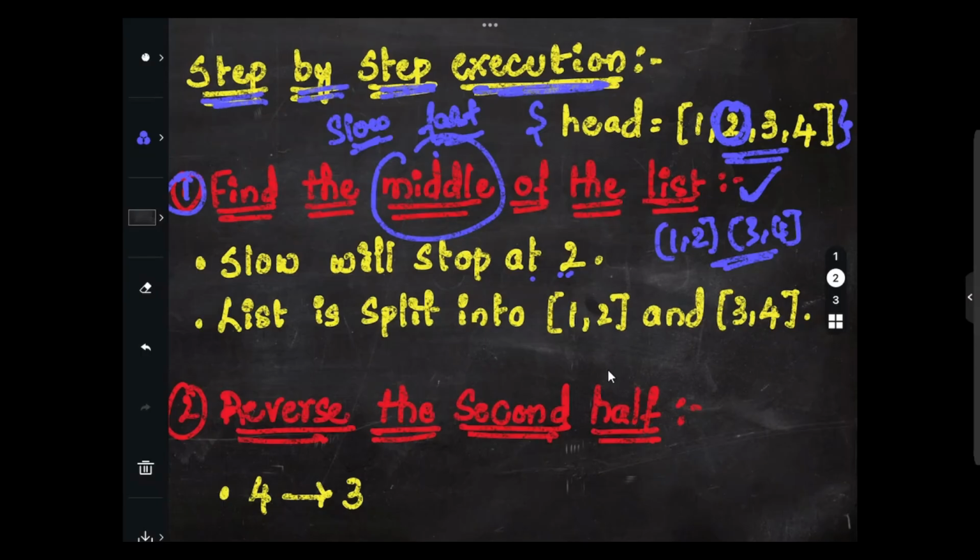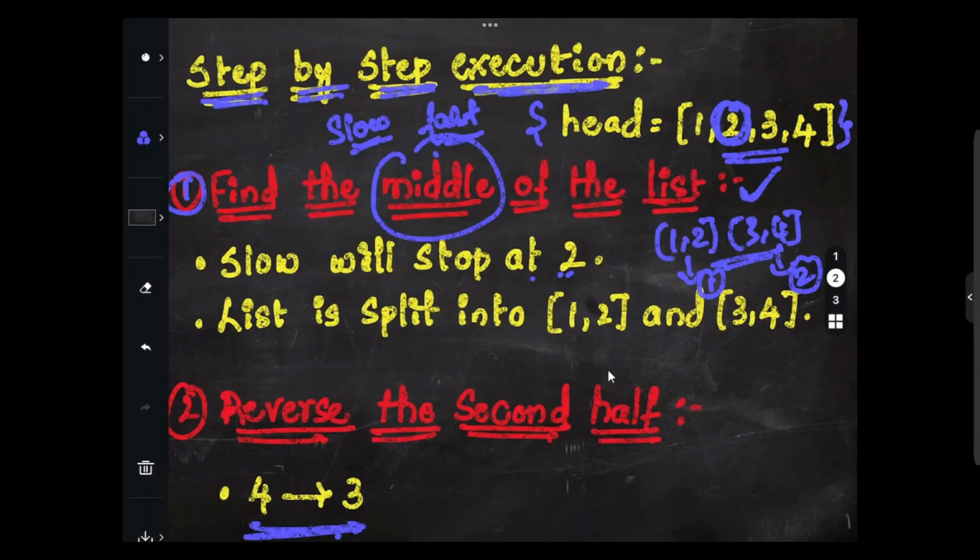So we will reverse the second half. Means the first half is this one, 1, 2, and the second half is this one, right? When we reverse the second half, 3, 4 becomes 4, 3. That's what I have written.